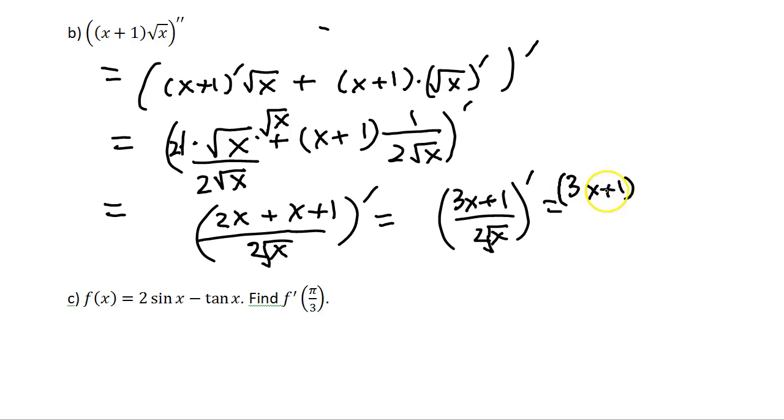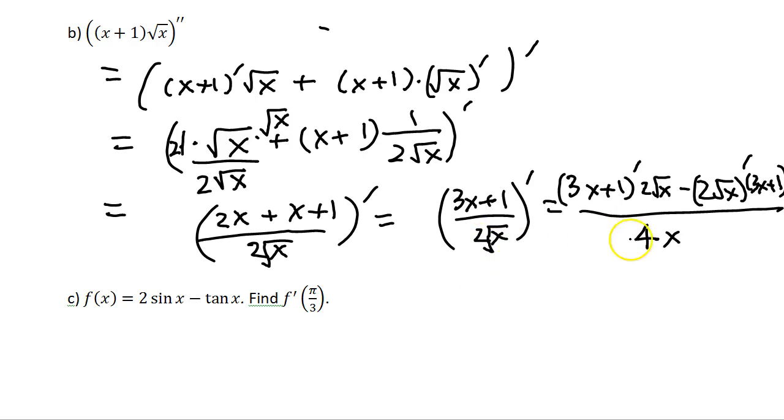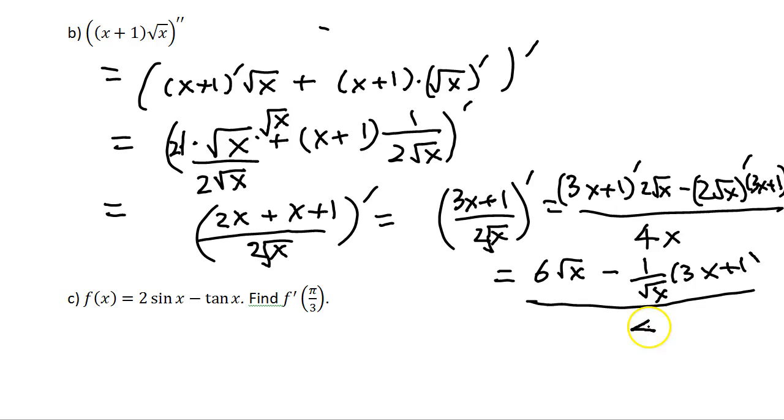3x plus 1 prime, 2 radical x, minus 2 radical x prime, 3x plus 1, over the bottom squared, so it's 4x. If you square 2, it's 4. Square root of x squared is x, which is 3 times 2 is 6, so 6 square root of x. And then this one is 1 over square root of x times 3x plus 1 over 4x. Okay, let's not simplify it further.